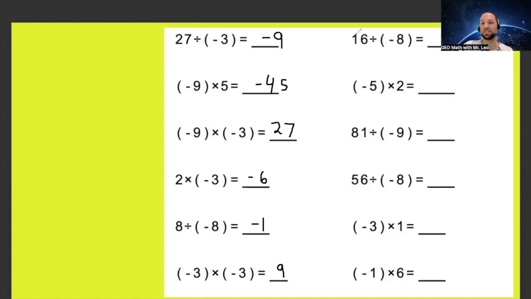Up to the top, if you can see it, 16 divided by negative 8 is negative 2. Over here we have negative 10. Moving down, we have negative 9. 81 divided by negative 9 is another negative 9. 56 divided by negative 8 is negative 7. We've got negative 3 times 1, that's negative 3. And lastly, negative 1 times 6 is negative 6. Did you get those right? Good job. Let's take it a little further.